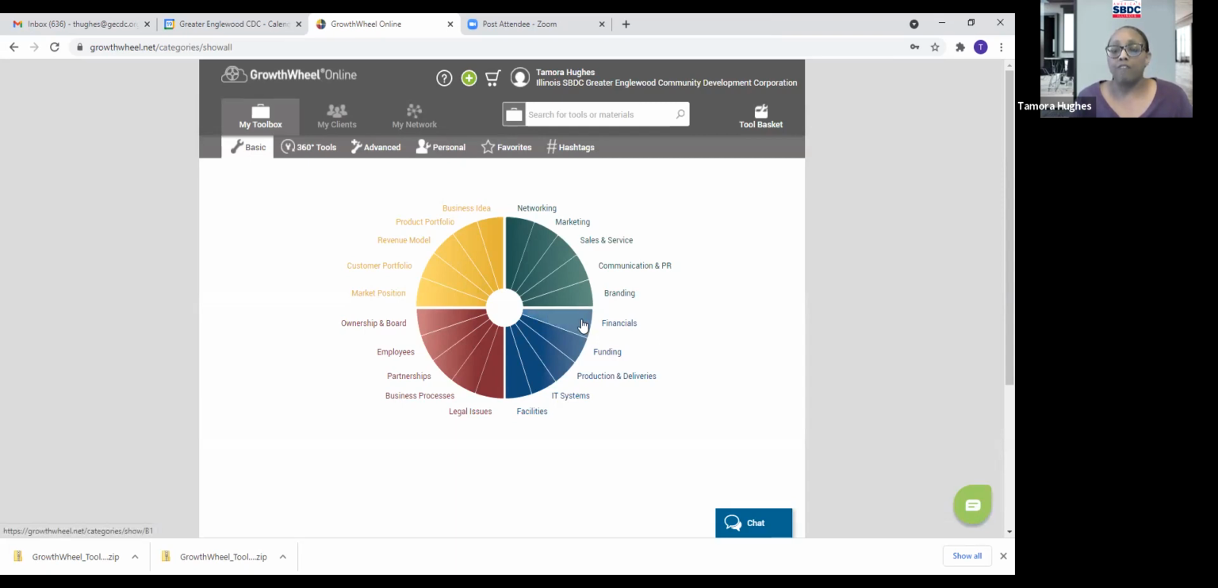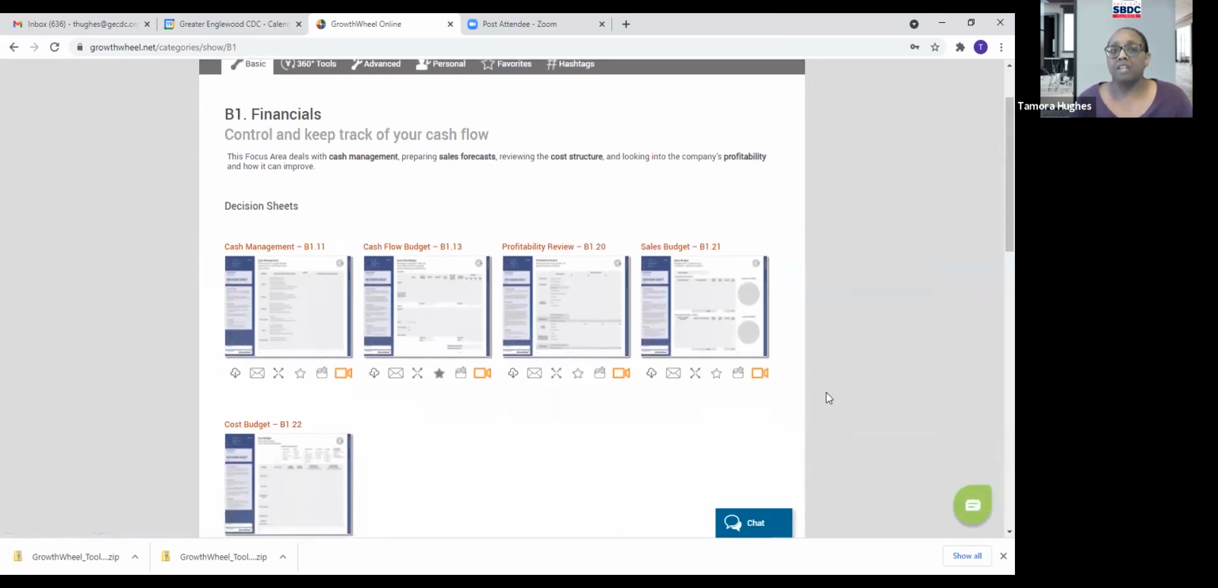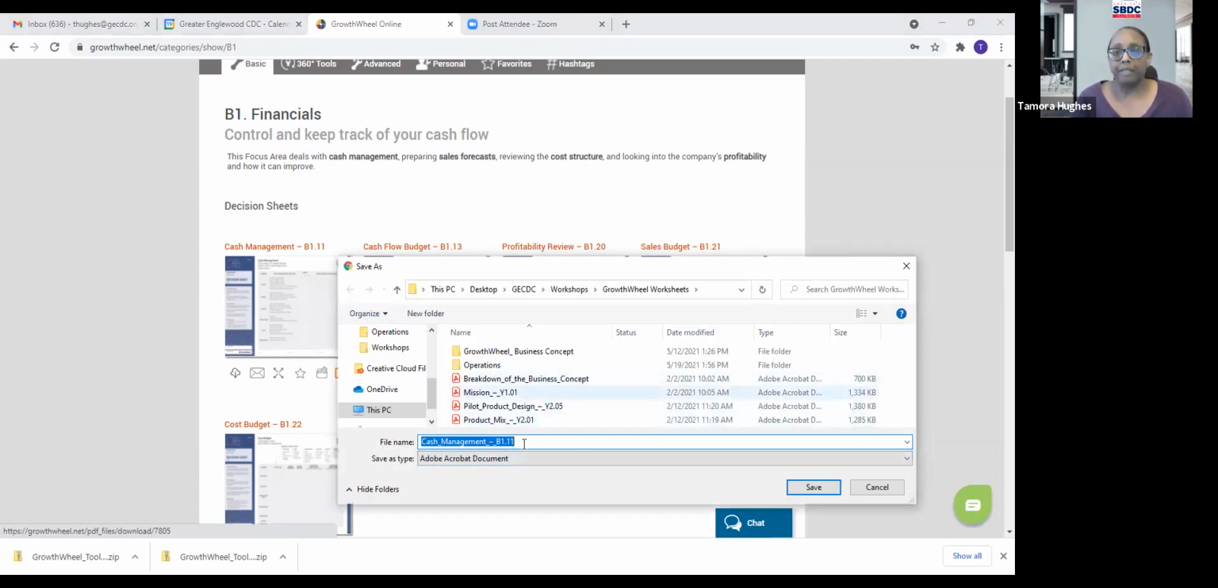So I'm going to click on the financials tab so that you'll be able to see. This again talks about control, how to keep track of your cash flow. So these are some of the worksheets, and we're just going to go through a few of them today. So I'll first start out with the cash management worksheet, which is B111. So we'll start out with that one, and I'm going to actually click on it so it will open up, and I'm going to open it up on my computer so we can access it.